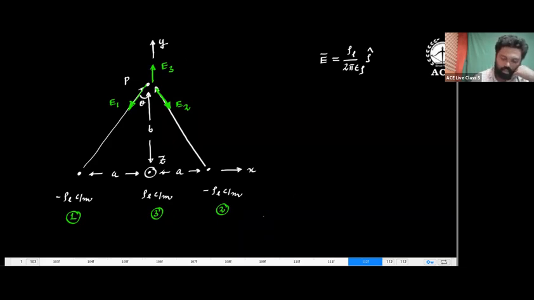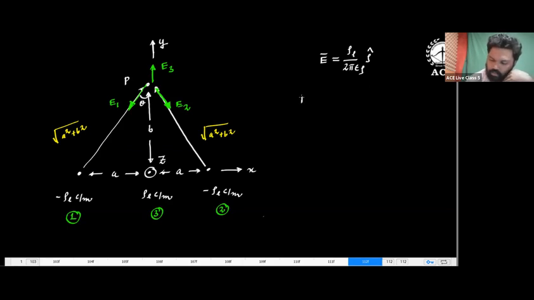I'm going to resolve into the components. Here, I just write down the magnitude of E1. Magnitude of E1 is equal to E2. Why? Because what is this length, beta? Square root of A square plus B square. Here it is square root of A square plus B square, beta. Clear?